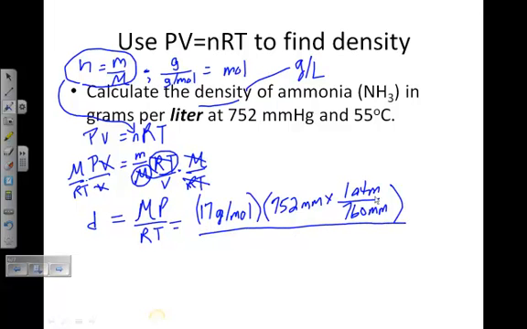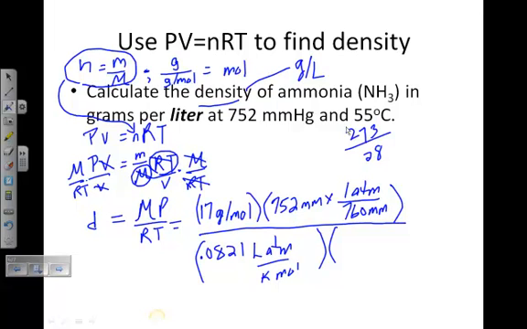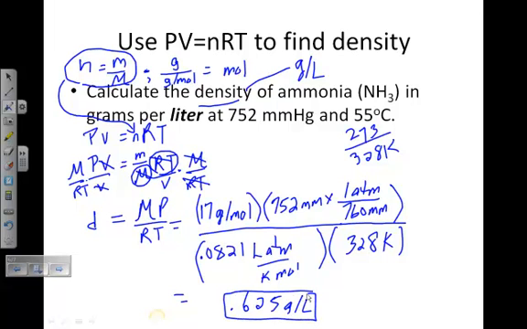Over, and again, since you see the atmospheres here, you're going to want 0.0821 liter atmospheres per Kelvin mole, multiplied by T, which we need to convert to Kelvin, 328. And when you solve that problem, you get 0.625 grams per liter. Okay?